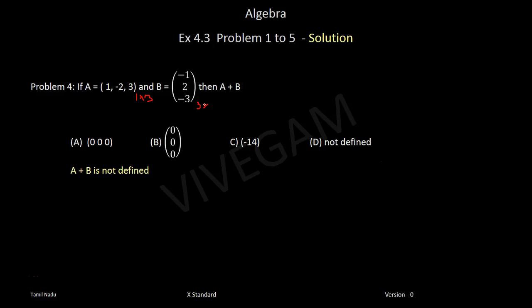So the orders are not equal. Therefore, these two matrices cannot be added, and A plus B is not defined. Okay. So I hope it's clear. If not, please go through this one more time. It will become clear. Thanks for watching this video.